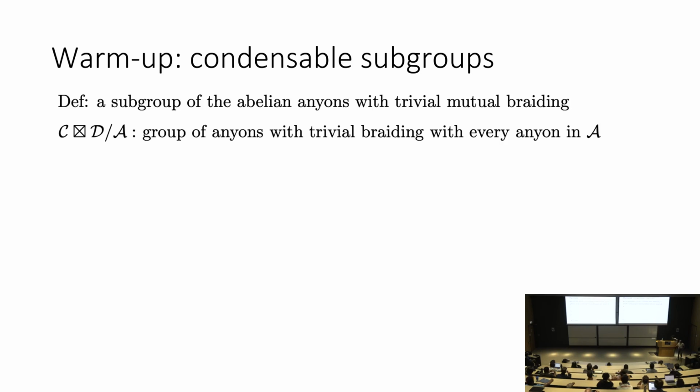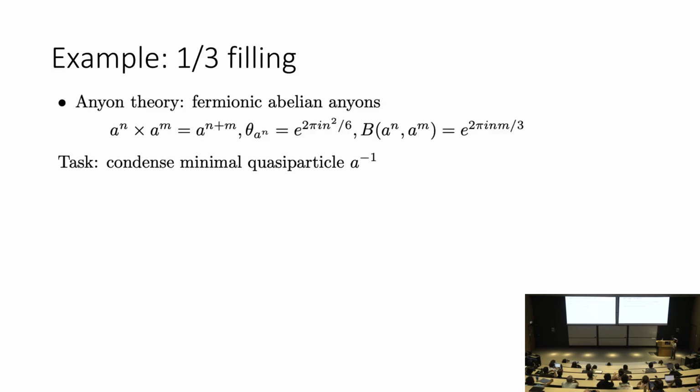Okay, so let's try to reconstruct the Haldane-Halperin hierarchy using this construction, and then we can generalize to non-abelian topological orders. If you have an abelian topological order, we just need to work with condensable subgroups, which is just a subgroup of the anyons that have trivial mutual braiding. The anyons that survive after you condense are those that braid trivially with all the anyons in your subgroup. So we can go back to our favorite 1/3 state. This one has a minimal quasi-particle, A to the -1, with charge -1/3.